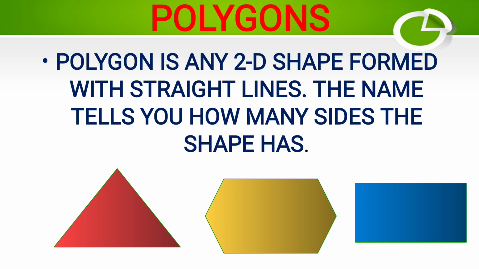Here you can see it is a triangle. It has 3 sides. Triangle, tri. Tri means 3. So, it has 3 sides, so it is a triangle.